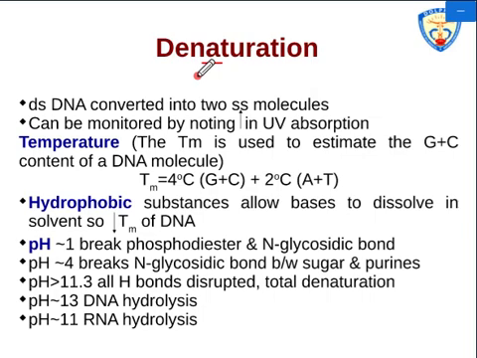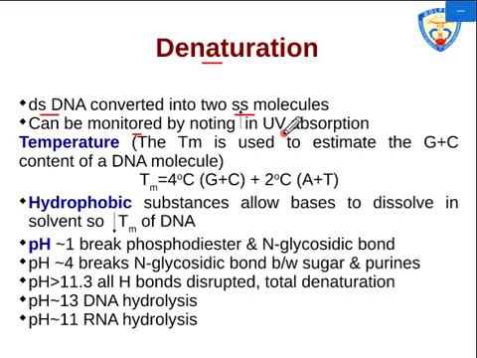So denaturation can also be defined as the conversion of a double-stranded DNA into two single-stranded molecules. Or we can also say the native form of DNA, that is a double-stranded DNA, is converted into a random coil conformation or the single-stranded form of DNA. Now denaturation can easily be monitored using a very simple instrument, that is a spectrophotometer.